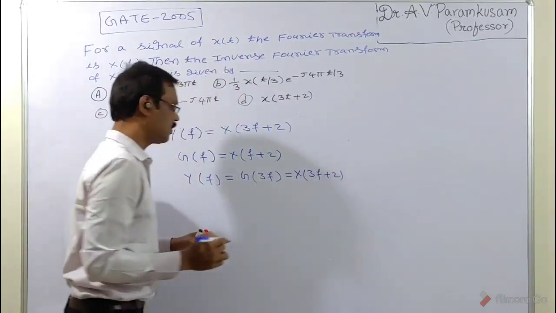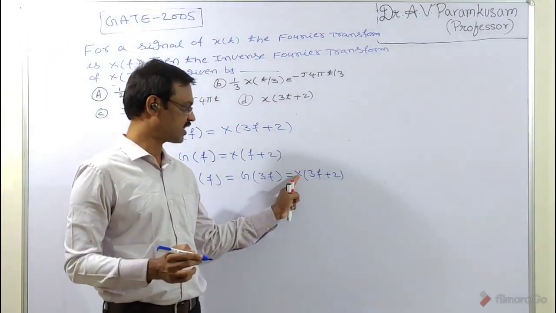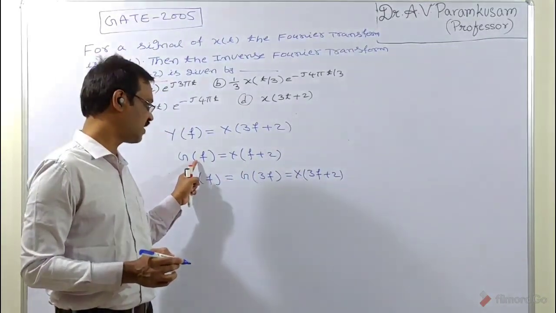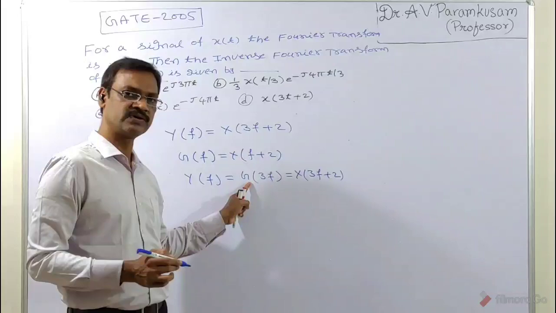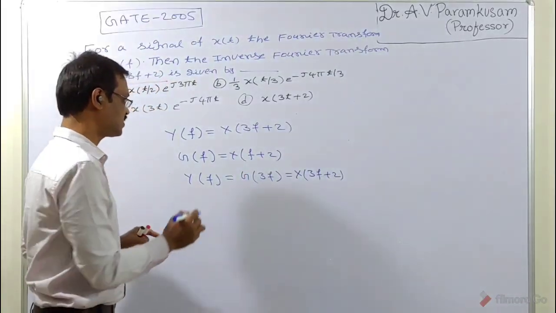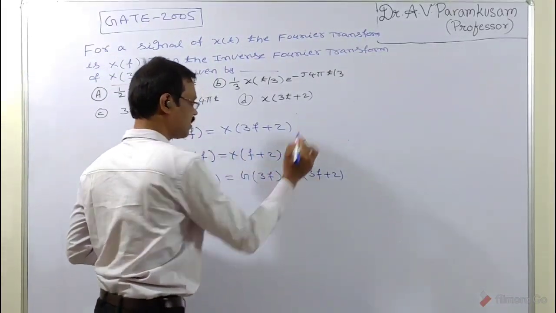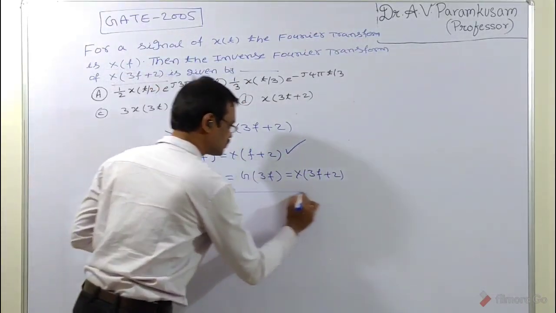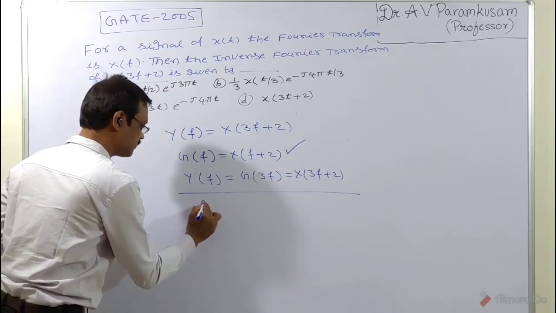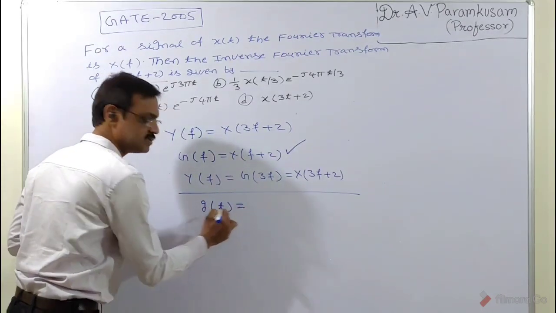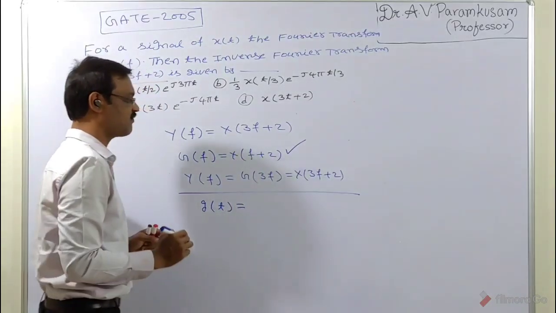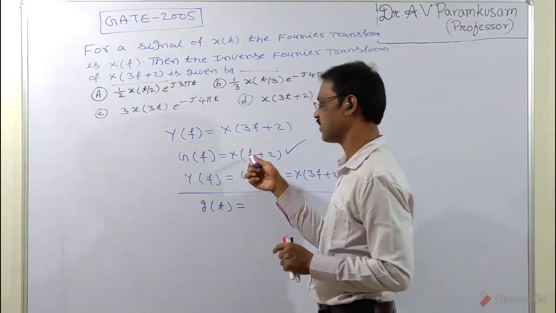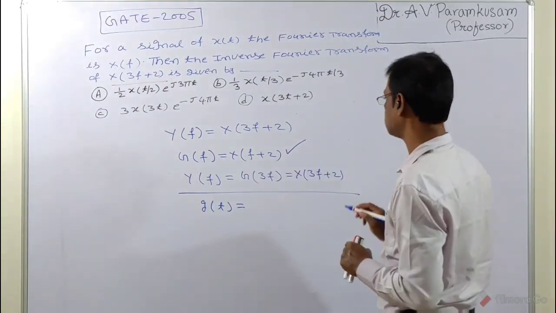Okay. Now, in order to find the inverse Fourier transform of x of 3f plus 2, we need to find the inverse Fourier transform of g of f, then find the inverse Fourier transform of g of 3f. So first you apply the inverse Fourier transform on both sides of this equation. The inverse Fourier transform of g of f is equal to g of t, the inverse Fourier transform of x of f plus 2. To get the answer for this, you need to apply the frequency shifting property.